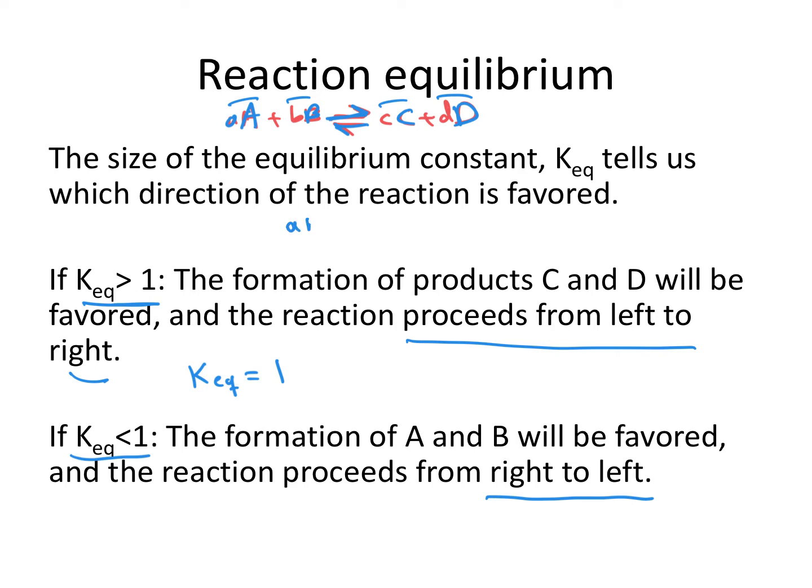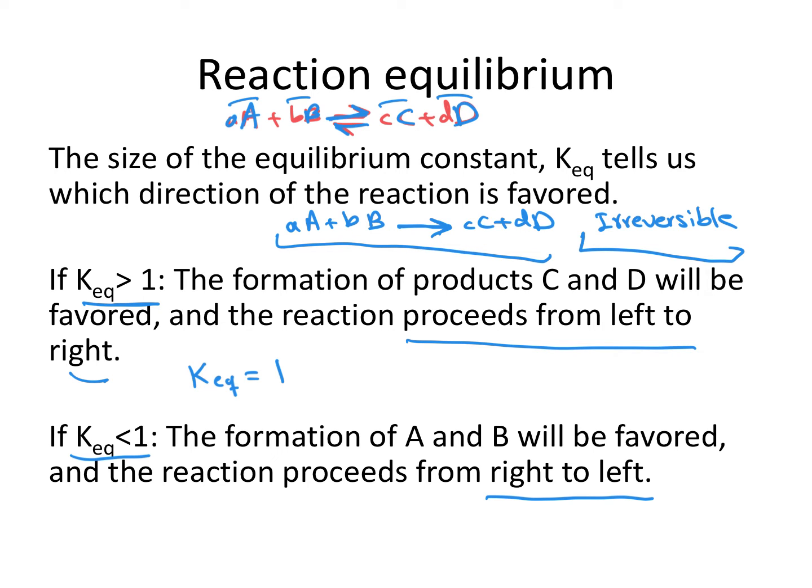And if we have reactions where aA plus bB only gives cC plus dD and they don't proceed the other way, it just goes one way, we call these reactions irreversible. In previous classes, we were just saying that the reaction goes left to right or right to left, but the correct term is this: if the reaction just goes left to right, it means that it's irreversible. It means that the reverse won't happen. But if we have both arrows, it means that the reaction is reversible.